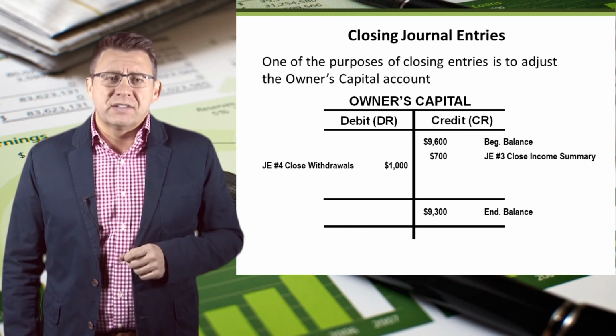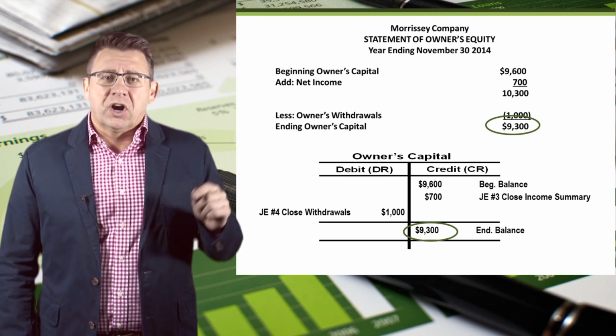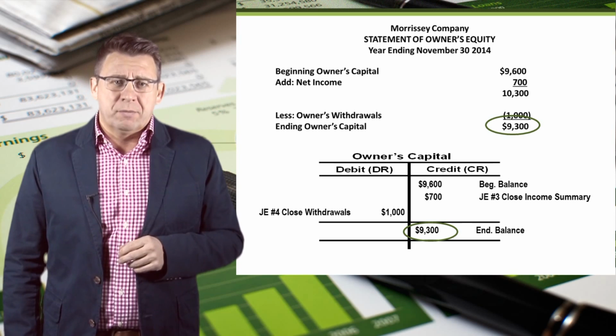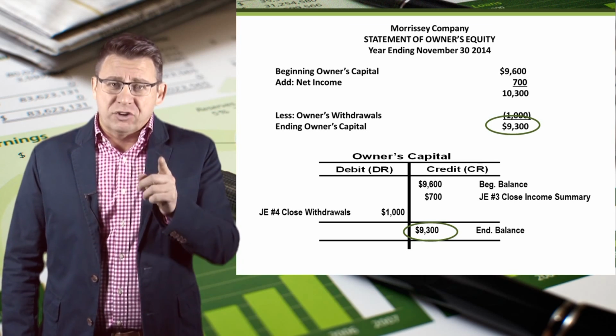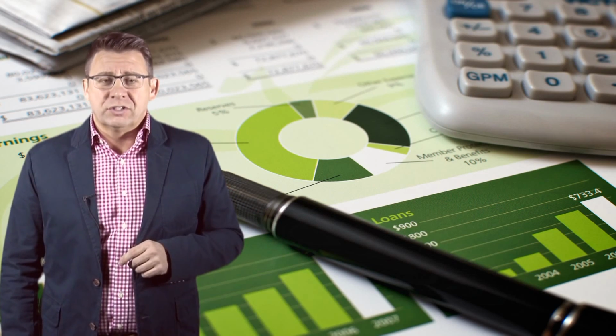Let's compare that to the statement of owner's equity. You can see now that our ledger balance for owner's capital matches what we reported on the statement of owner's equity. It's like magic, only real. And that concludes this important video on closing journal entries.